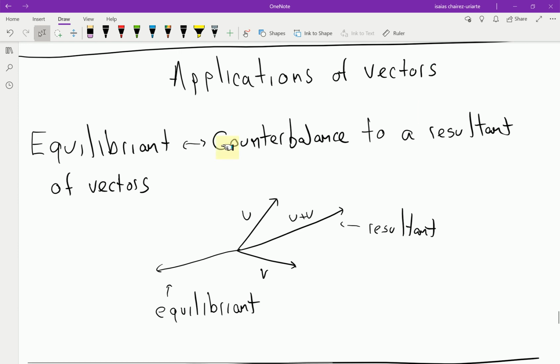So there is a special type of vector called the equilibriant. The equilibriant is the counterbalance to a resultant of vectors. Remember that the resultant is the sum. If I have vector u and vector v, the sum is this diagonal vector that joins the parallelogram. That's my resultant. The equilibriant is pretty much the same length as the resultant, it just points in the opposite direction. That's why it's called the equilibriant. It's just a counterbalance.